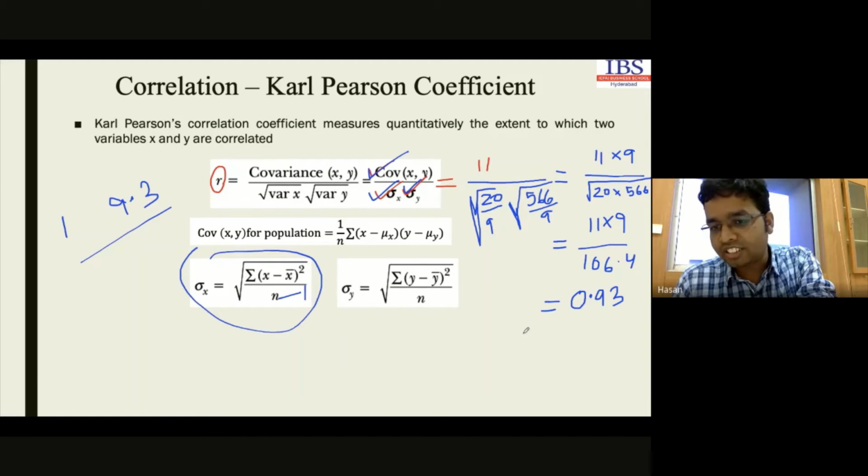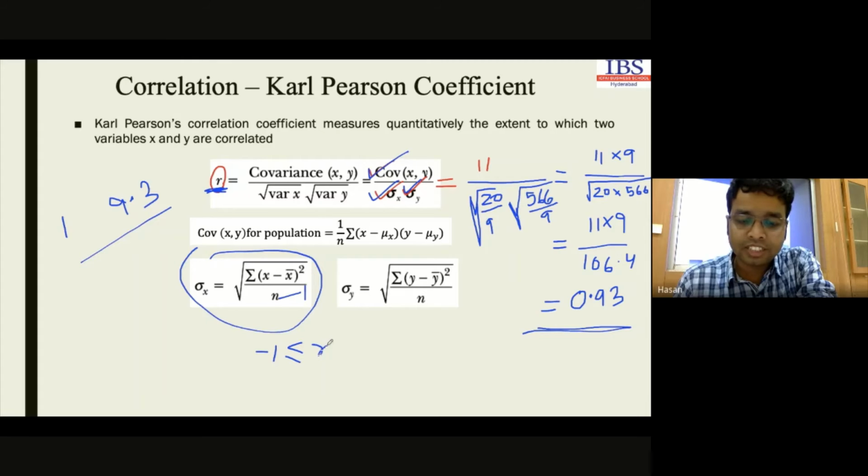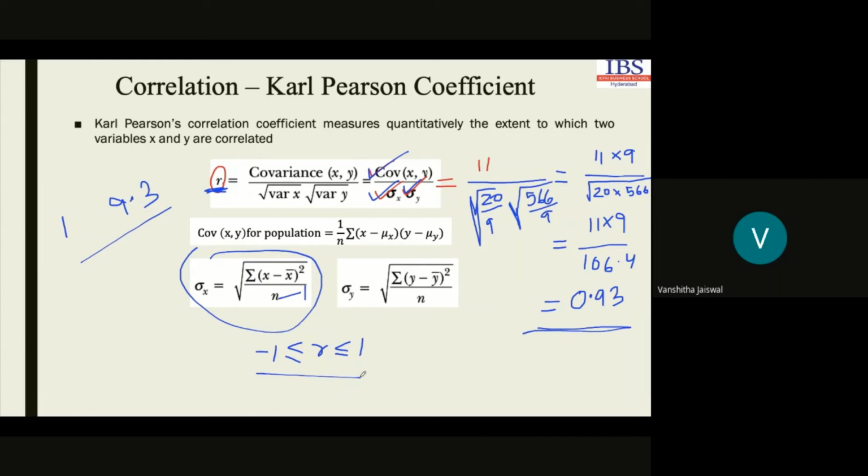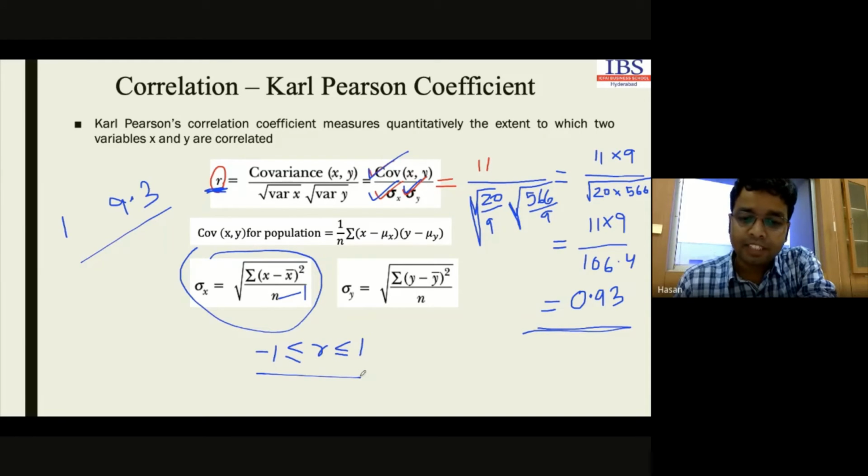Now check whether your answer is correct or wrong. Go back to the rule of thumb: the r value should lie between -1 and +1. Check whether your calculated value is in this range. It is there, so your answer is correct. If it goes beyond this range, then your answer is wrong. So you have to check it this way.